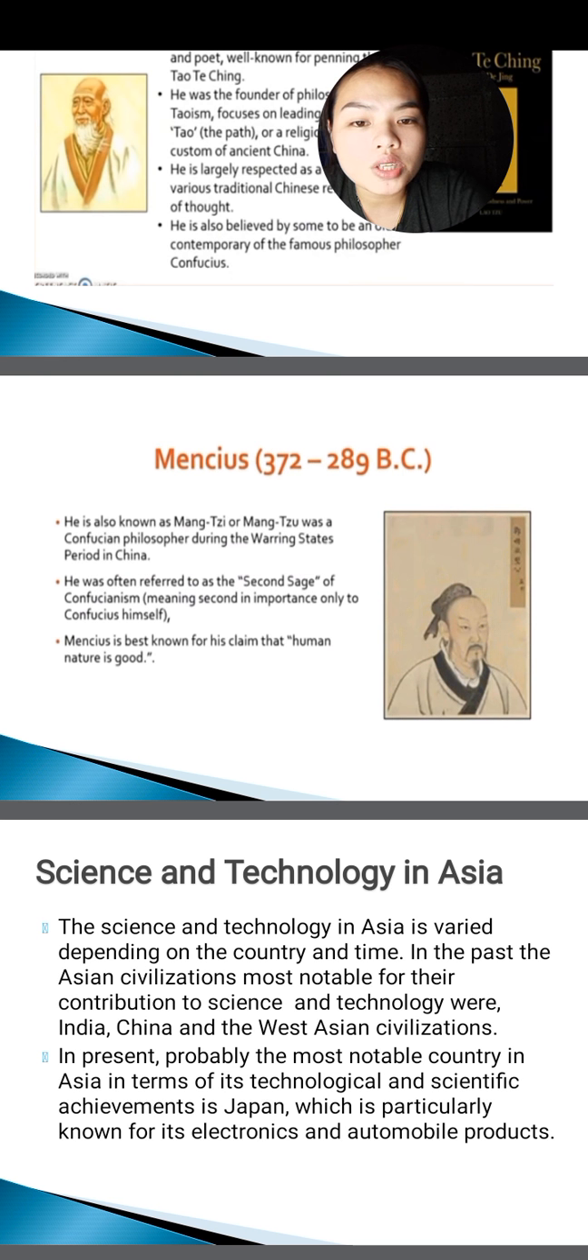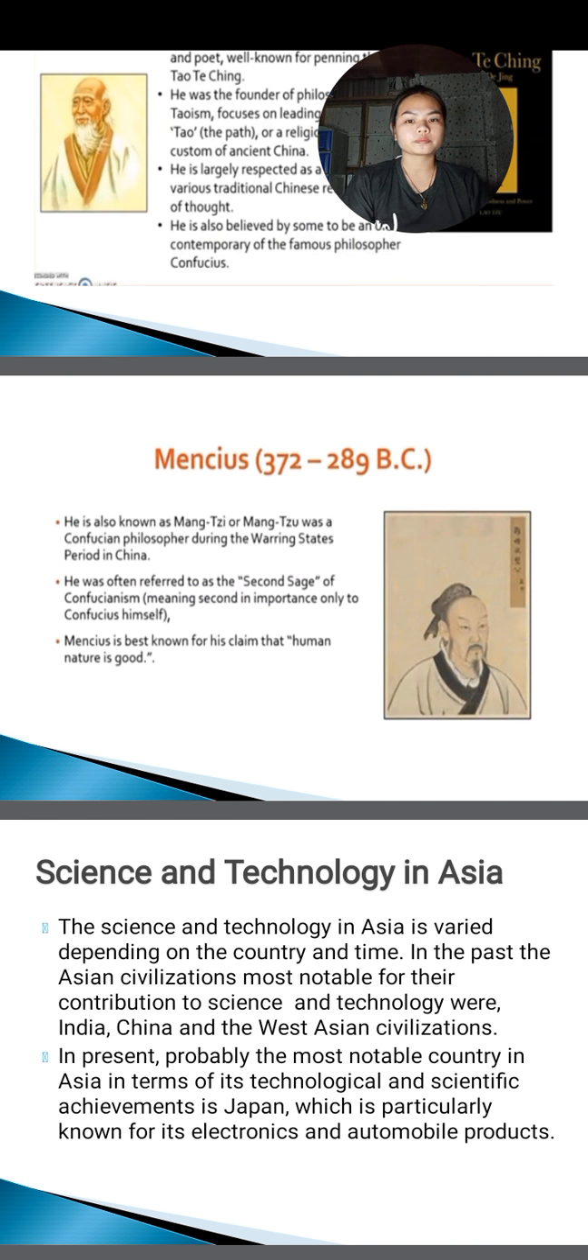Mencius, 372 to 289 BC, also known as Meng Chi or Meng Tzu, was a Confucian philosopher during the Warring States period in China. He was often referred to as the second sage of Confucianism, meaning second in importance only to Confucius himself. Mencius is best known for his claim that human nature is good.